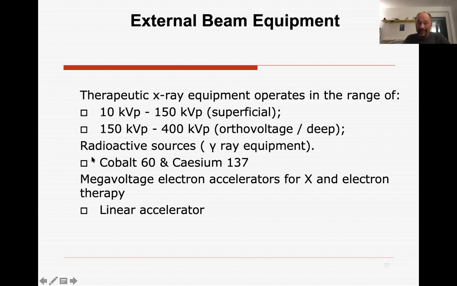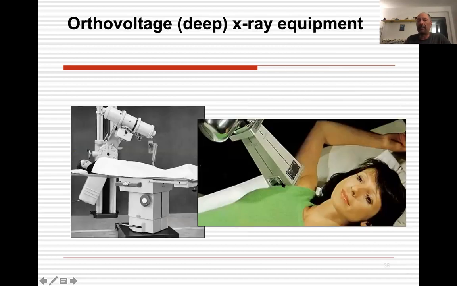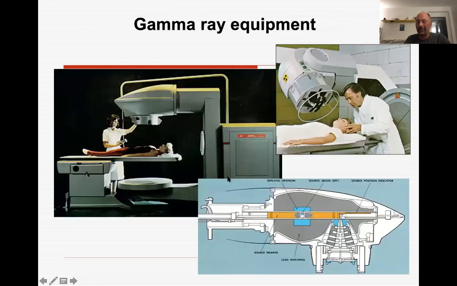So in the past, all these were used. These days, there is still some use of low energy electrons more than low energy photons for superficial tumors, but then all the other deep tumors are treated with LINAC, with megavoltage. So this is superficial treatments. You can read the slide with some detail, but essentially this is the orthovoltage. You see, these are all old images.